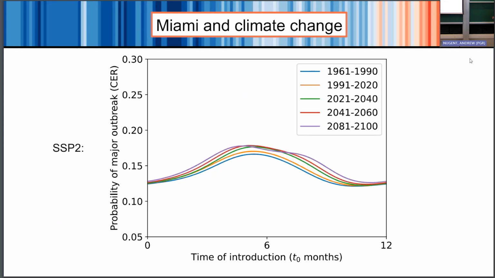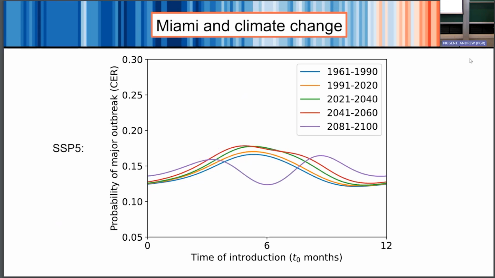SSP2, you start to see some bimodality in 2081 to 2100. And this is just because the temperature gets so hot, the mosquitoes start to die around the summer times and can't transmit the disease anymore. And so we get two modes. Again, going forward to SSP3, things are getting too hot for mosquitoes in 2081 to 2100.